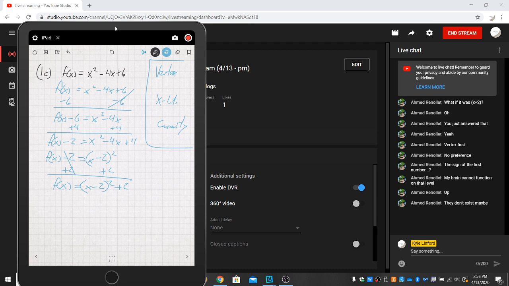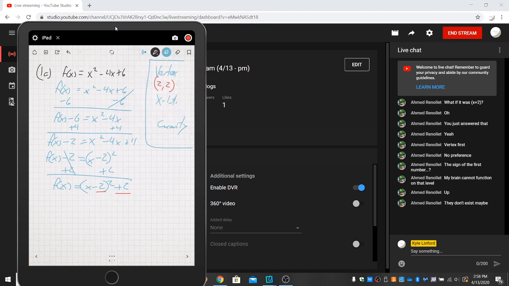Now, we know what the vertex is, so let's go ahead and write that down. The vertex is going to be a positive 2 and a positive 2. So we know where we're at. This is in the first quadrant, so we know where we're centered at. That's our vertex. Now, we should go and figure out what the x-intercepts are.